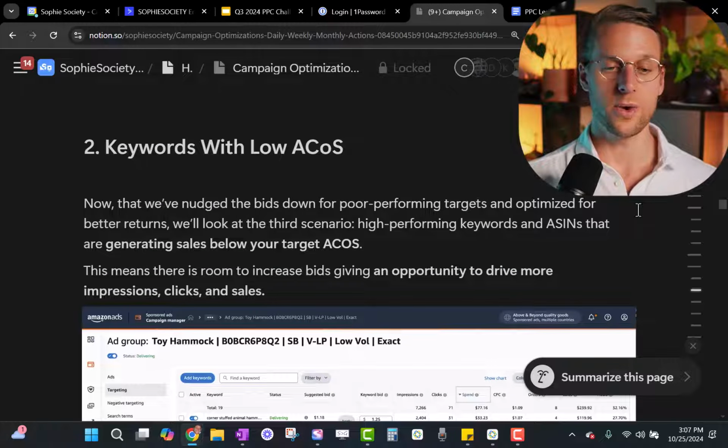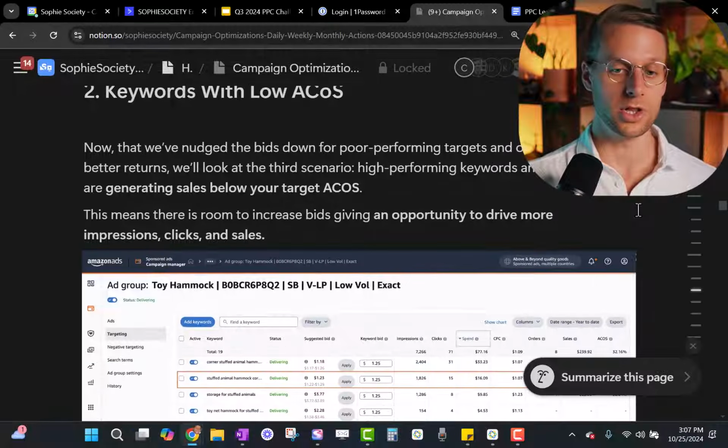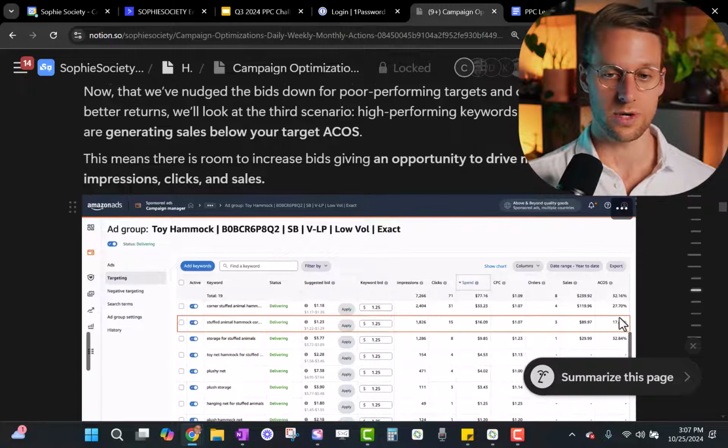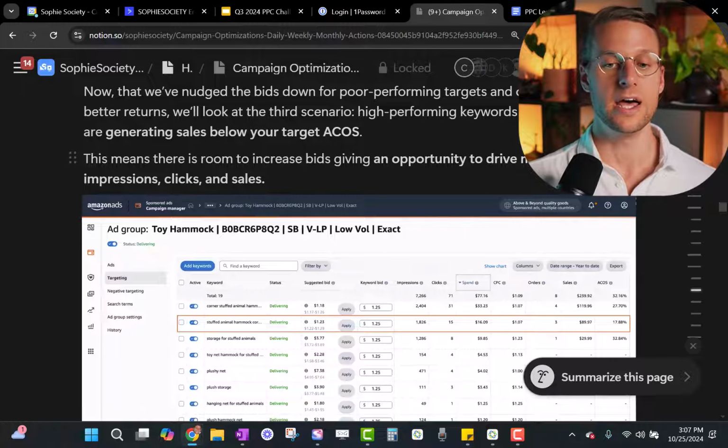Next, keywords with low ACoS. So if you have keywords that are below your target ACoS, see like this one, which is 17% ACoS. If my target ACoS is 30% and I'm still profitable, then I'm definitely going to want to increase the bid on this because it's performing much better than my other keywords, so I know it's hyper relevant. So you're likely going to increase the bid or increase the budget or both for this target and for the campaign that this target is included in.